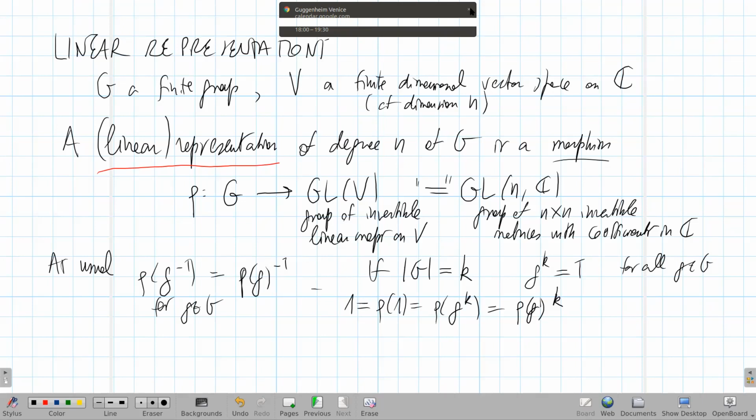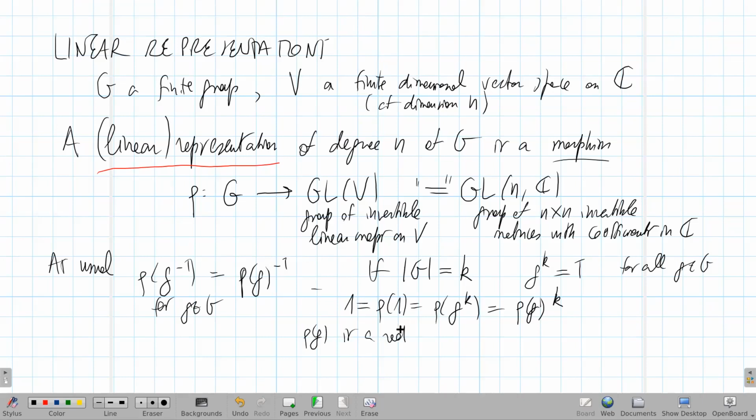I'll now mention some linear algebra. If you have any problem with anything of linear algebra, please let me know. What we find here is that rho of g is a root of the polynomial x to the k minus 1, which is a polynomial with coefficients 1 or minus 1, but of course a polynomial with coefficients in C. Because exactly what I've written here, rho of g to the k minus 1 is 0.